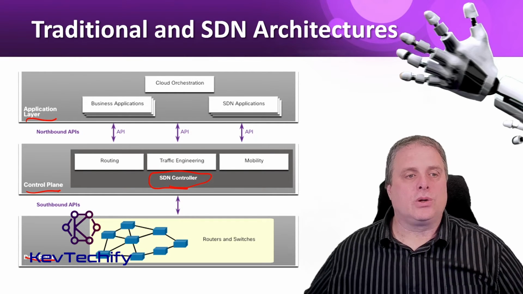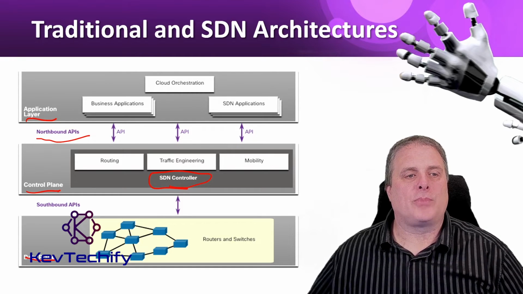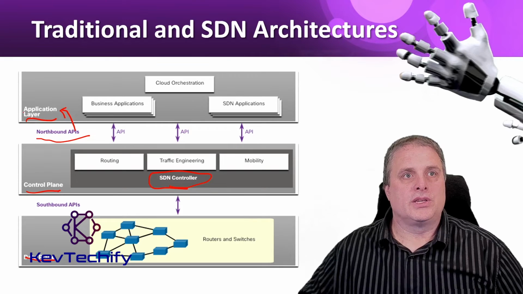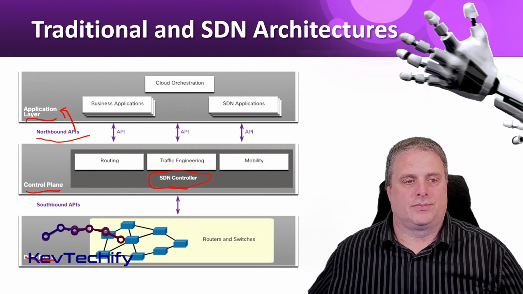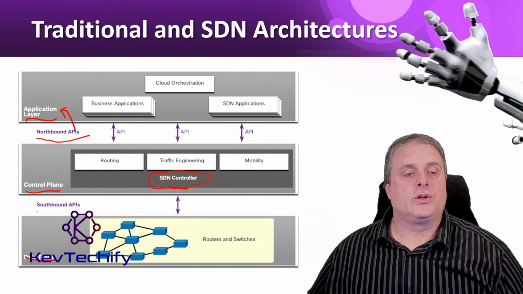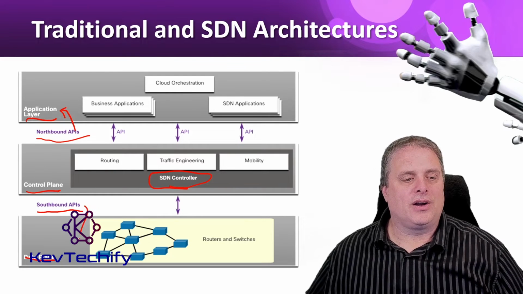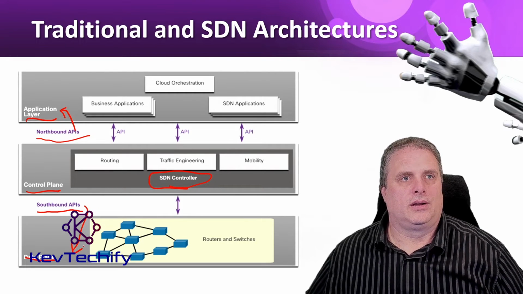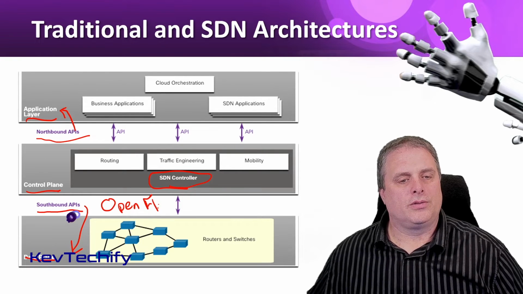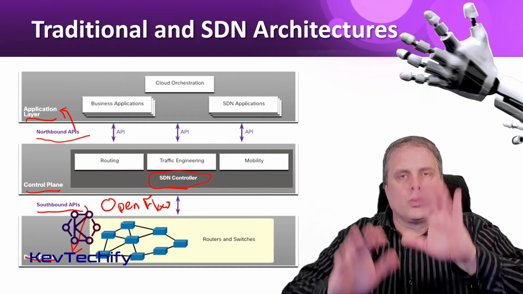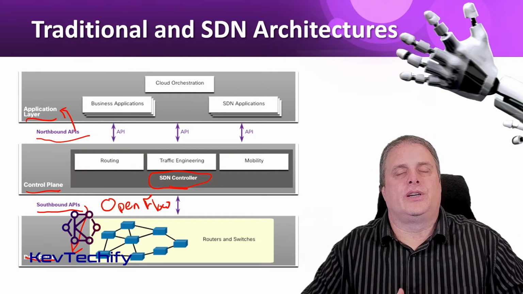The SDN controller uses northbound APIs to communicate with our applications. What this does is it helps the network administrator shape the traffic and deploy services. The SDN controller uses southbound APIs to define the behavior of our data plane. OpenFlow is the most widely implemented southbound API to control those devices in that data plane.